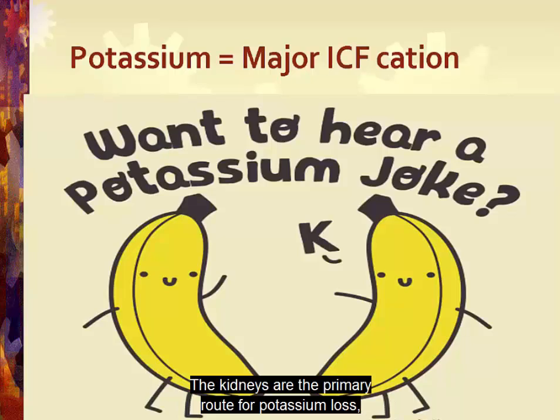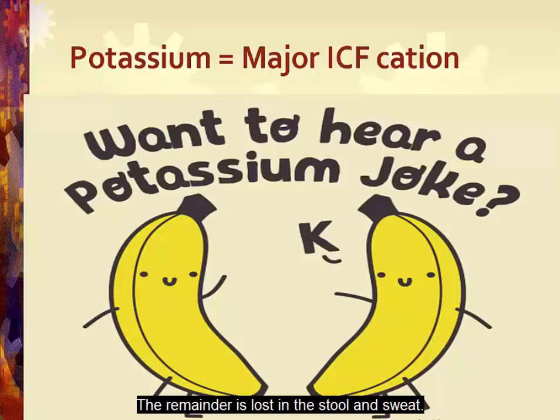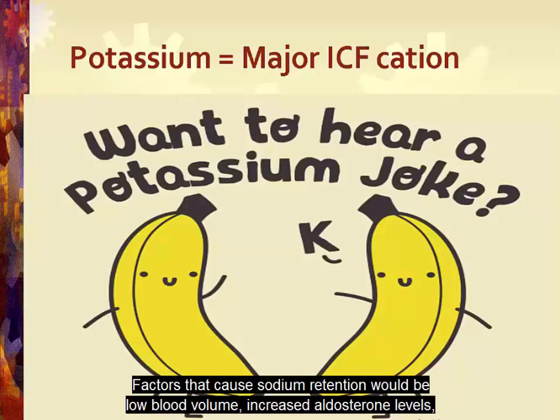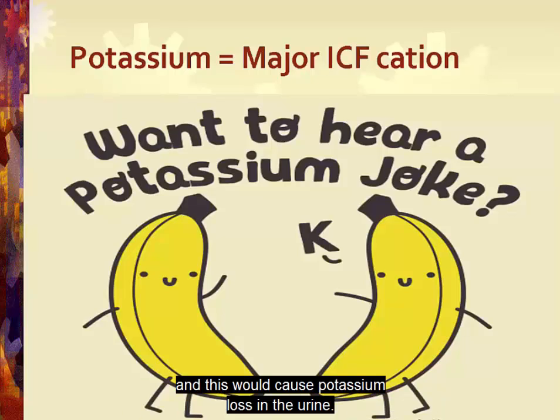The kidneys are the primary route for potassium loss, eliminating about 90% of the daily potassium intake. The remainder is lost in the stool and sweat. There is an inverse relationship between sodium and potassium reabsorption in the kidneys. Factors that cause sodium retention would be low blood volume and increased aldosterone levels, and this would cause potassium loss in the urine.